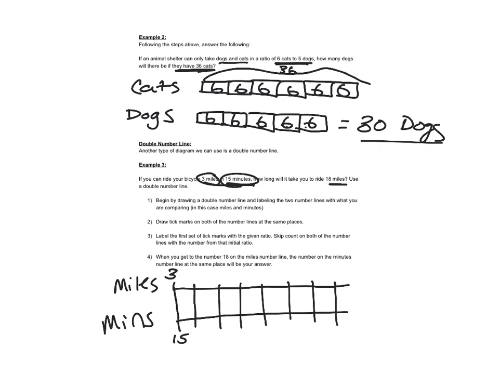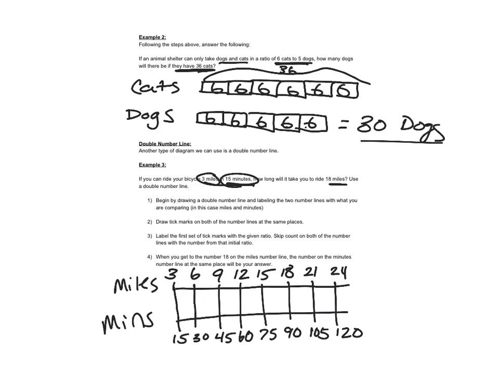Okay, so we're going to skip count 3, 6, 9, 12, 15, 18, 21, 24. And then for minutes, we're going to skip count 15, 30, 45, 60, 75, 90, 105, 120. Okay.